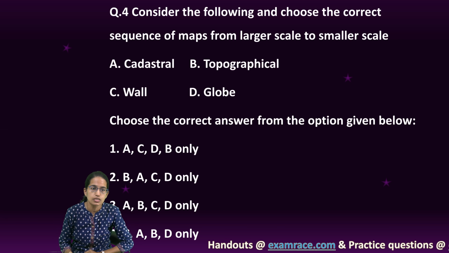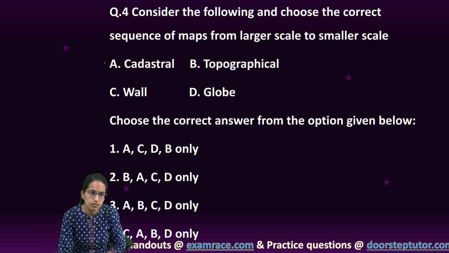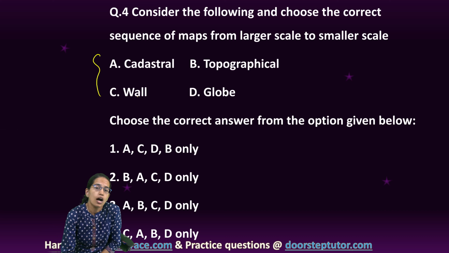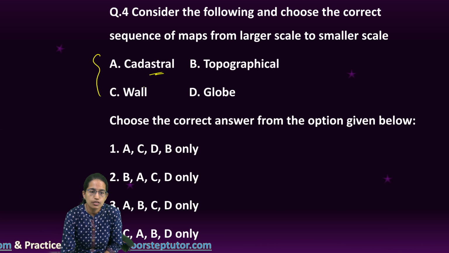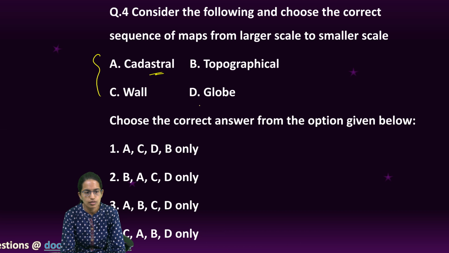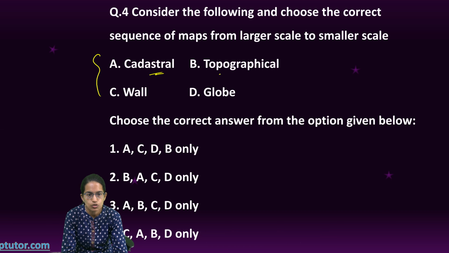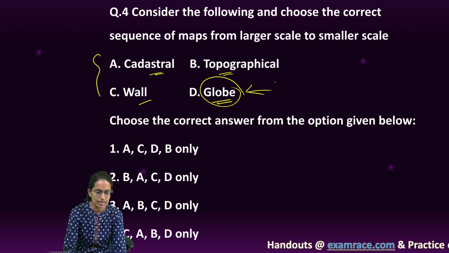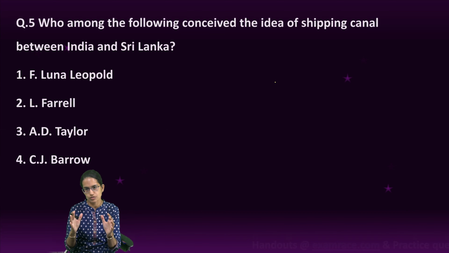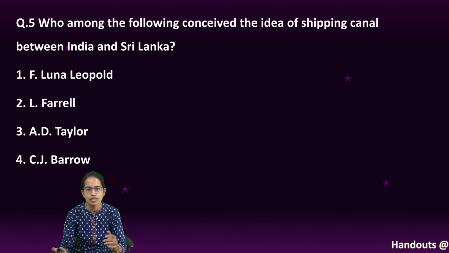We have already discussed the videos where we have covered these topics, and our complete video lecture covers each of these. Now this is the question that we have covered in our GIS lecture. The cadastral maps are the large scale maps. Then you have the maps which are basically the topographical maps, followed by wall map, and the globe, which among all these is the smallest scale. So since it is the smallest scale, you have the largest area that is shown.